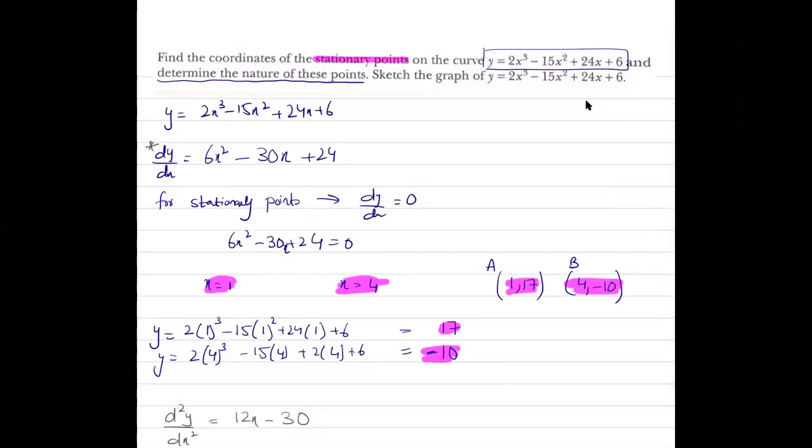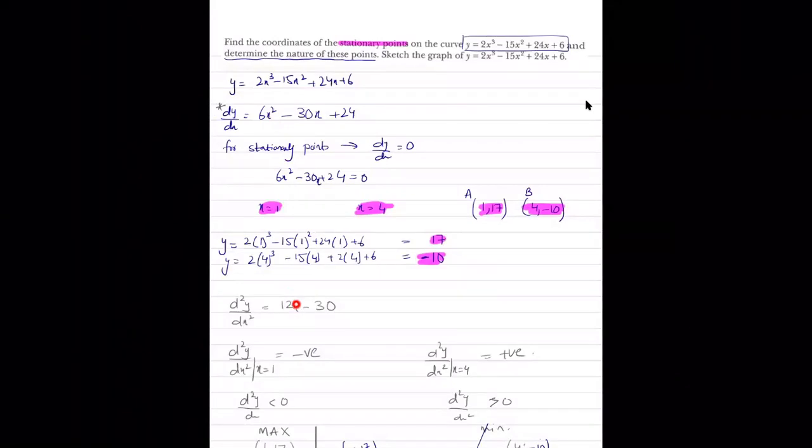So to find the nature of these points, I'm going to differentiate the function again. I'm going to differentiate 6x squared minus 30x plus 24 now. So the second derivative, d squared y over dx squared, is going to come out as 12x minus 30.